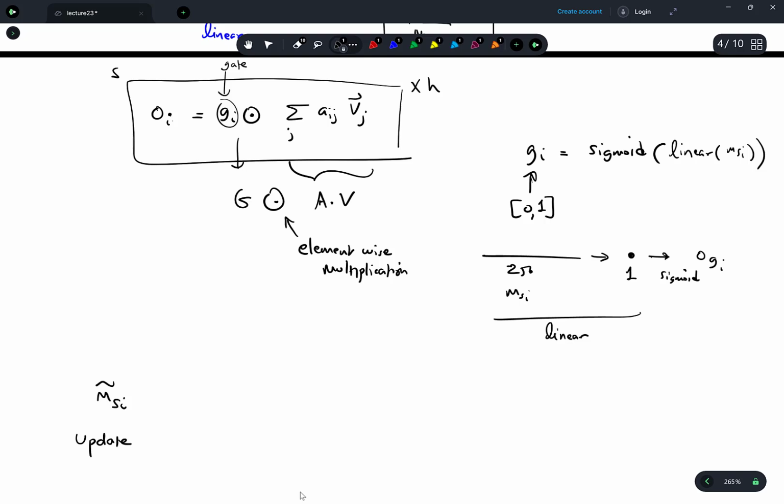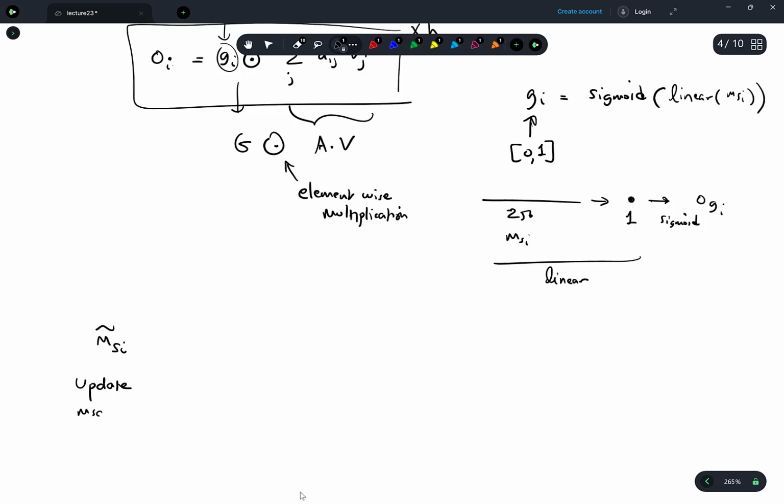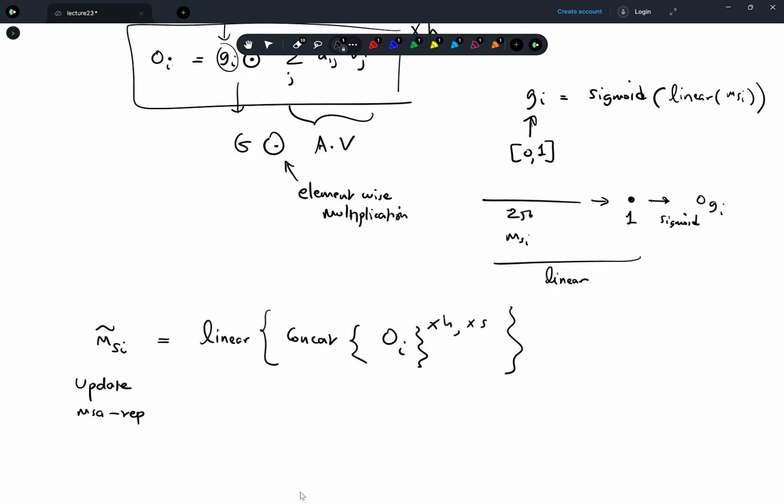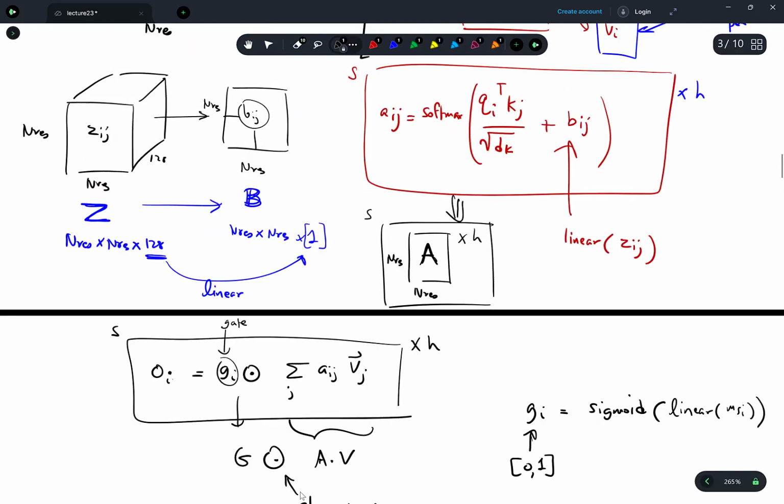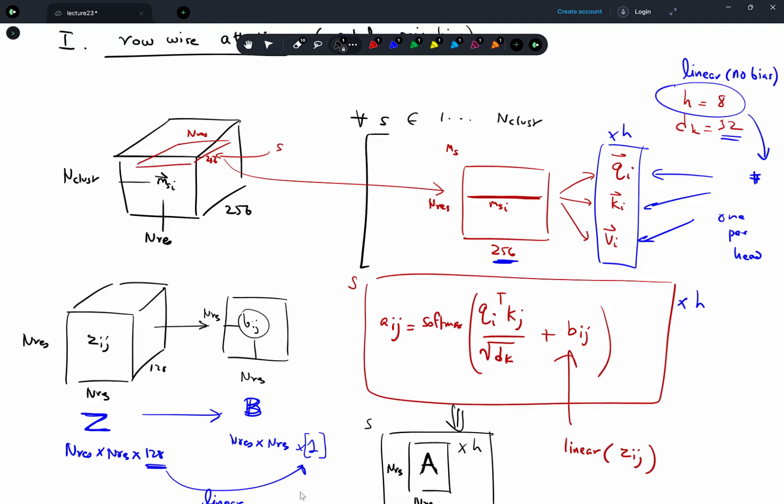So how do I update the MSA rep? This is simply going to be a linear layer, and now all I have to do is concat all the O_i for all the heads for all the sequences. So you see what we did? These are 32 dimensional vectors. Each O_i is a 32 dimensional vector, because your projection is 32, d_k, across all three.